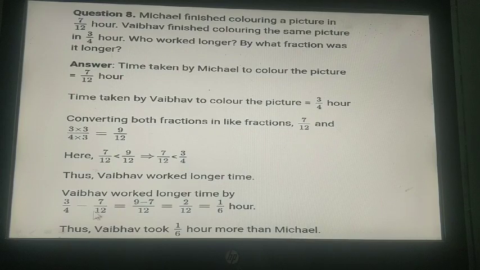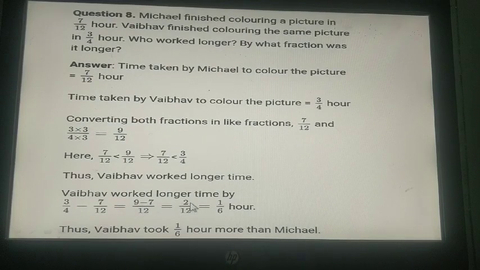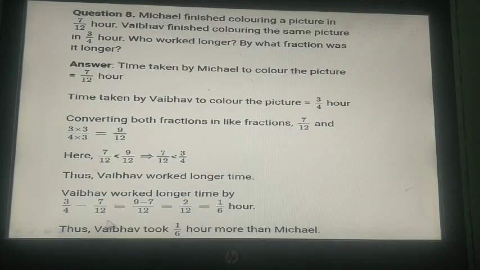because here we have told that 3 by 4 is greater. So we'll take the LCM of 4 and 12, that is 12 here. Then using the procedure that we have learned earlier, we will get here 9 minus 7, which will be equal to 2 by 12. This you will reduce further and you will get 2 ones are 2, 2 sixes are 12. So your answer will be 1/6 hour. Thus, Faber took 1 by 6 hours more than Michael.